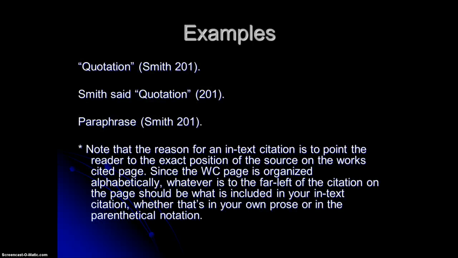So for example, a direct quotation looks like this. Another kind of direct quotation where the author's name is outside the parenthetical looks like this, and a paraphrase looks like this. And again, the reason for an in-text citation, the reason it's there, is to point to the exact position of the source on the works cited page.